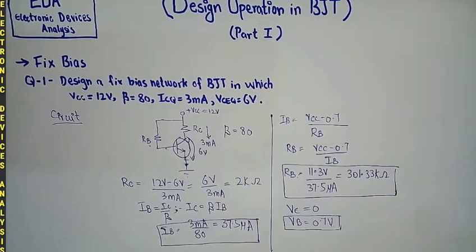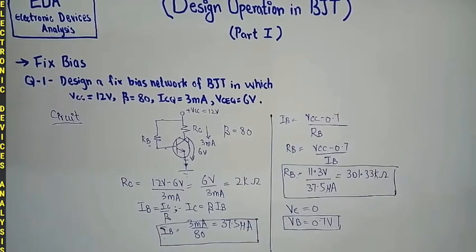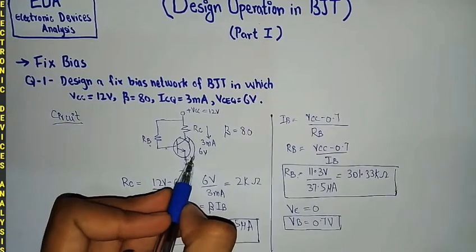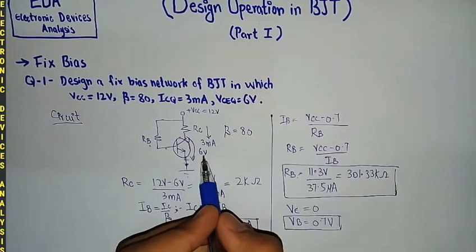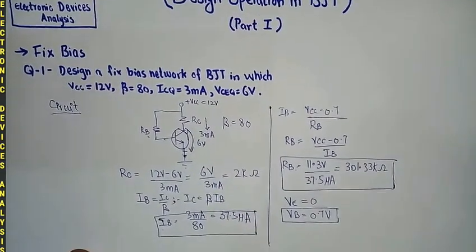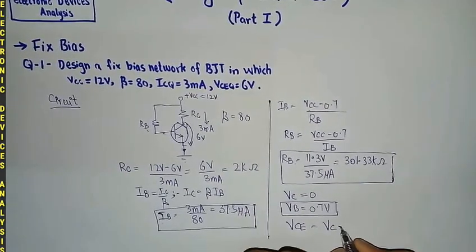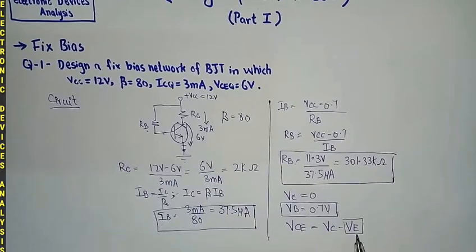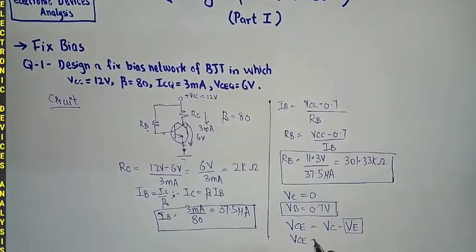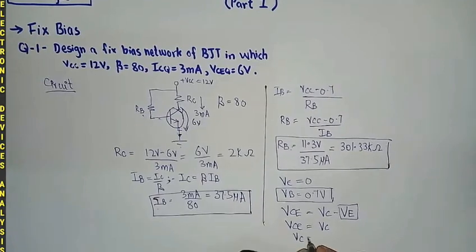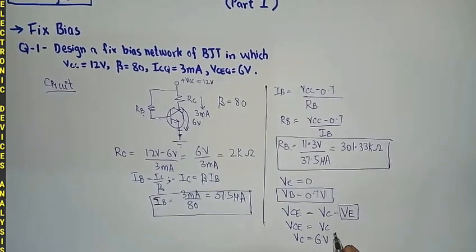Now we will find the value of the collector voltage. This is the collector-emitter voltage, which is equal to 6 volts. You know that VCE equals VC minus VE, and the value of VE is 0. So VCE is equal to VC. Therefore the value of VC equals VCE, so VC is equal to 6 volts.